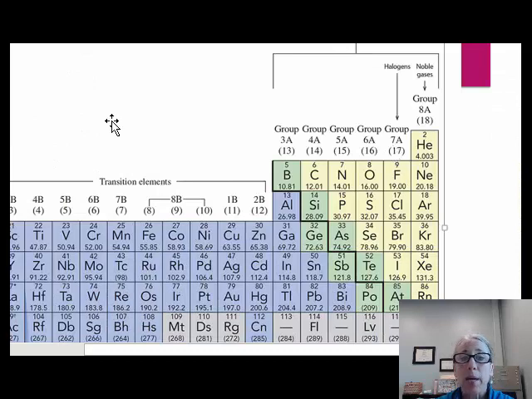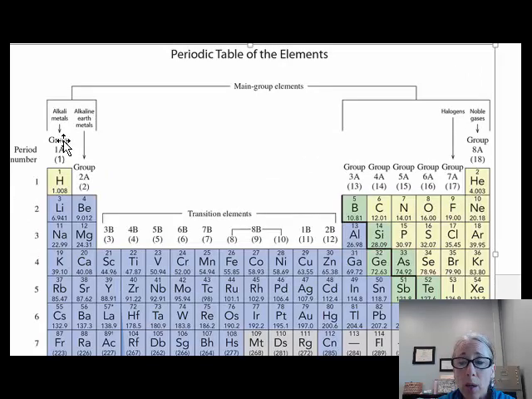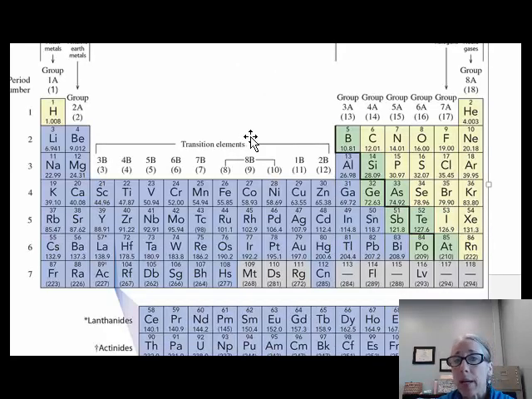On the other side of the periodic table, family 7A is known as the halogens, and family 8A is known as the noble gases. The first 2 columns and the last 6 columns are collectively known as main group elements. The middle part of the periodic table, from groups 3B to 2B, is known as the transition metals.